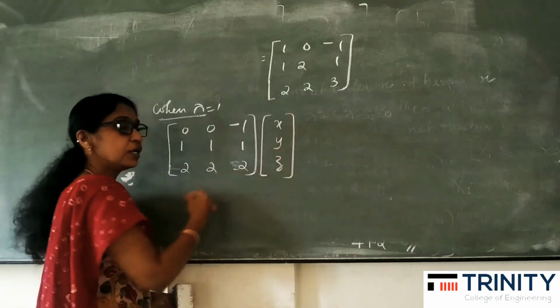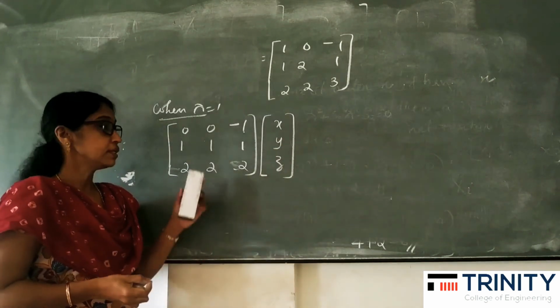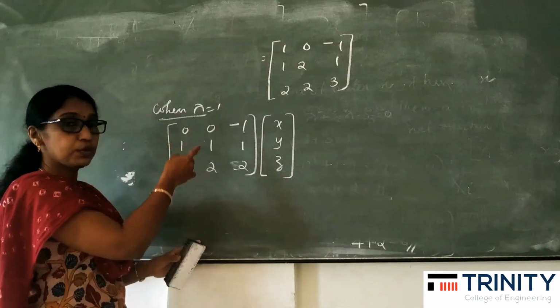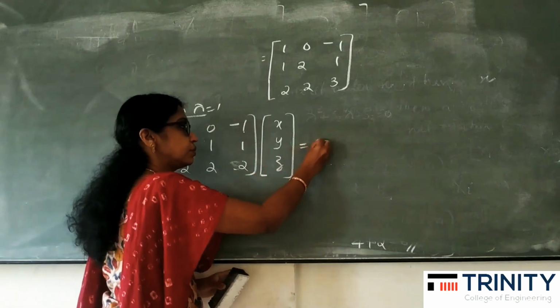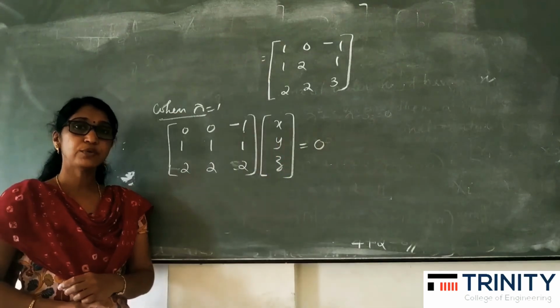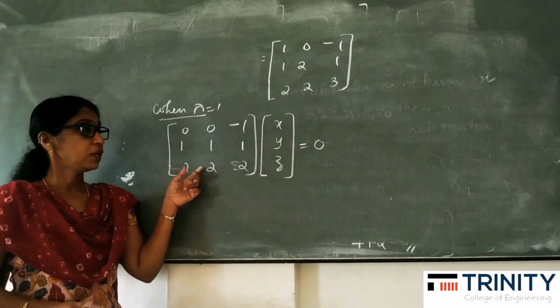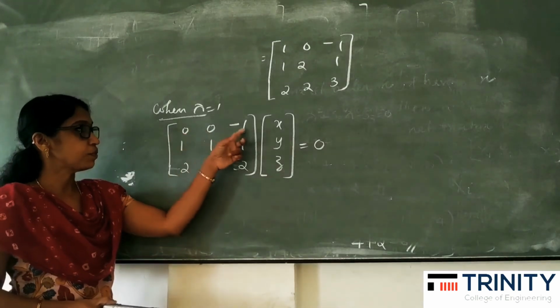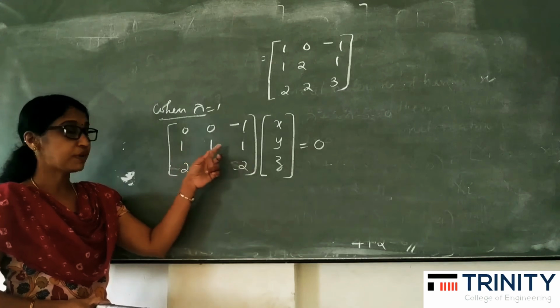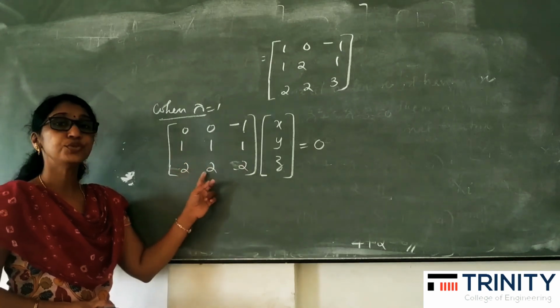We have to take 3 unknowns because this is a 3 by 3 matrix. So we use x, y and z. This is equal to 0. Now you have to check whether these 3 rows are dependent or not. Look at this. The first row is 0, 0, minus 1. Here 1, 1, 2, 1, 1, 1 and last row is 2, 2, 2.